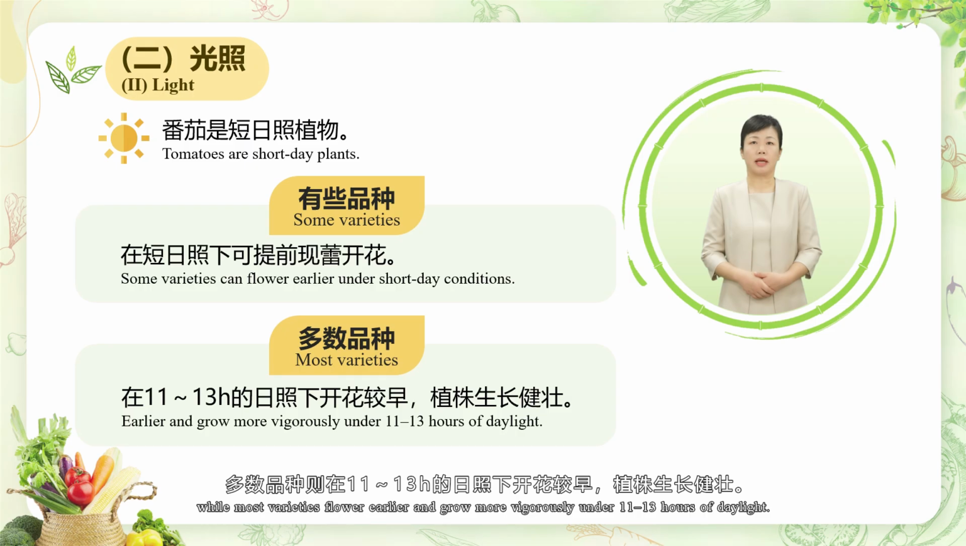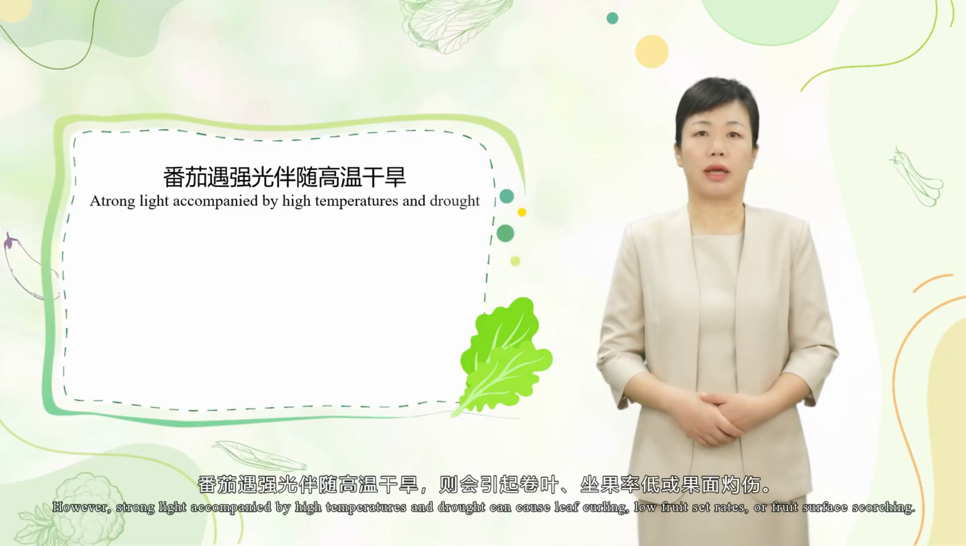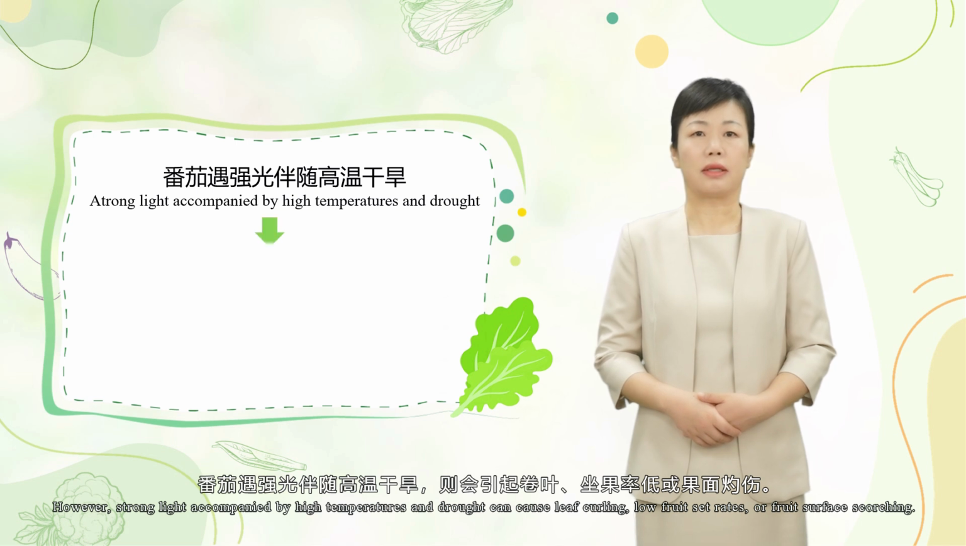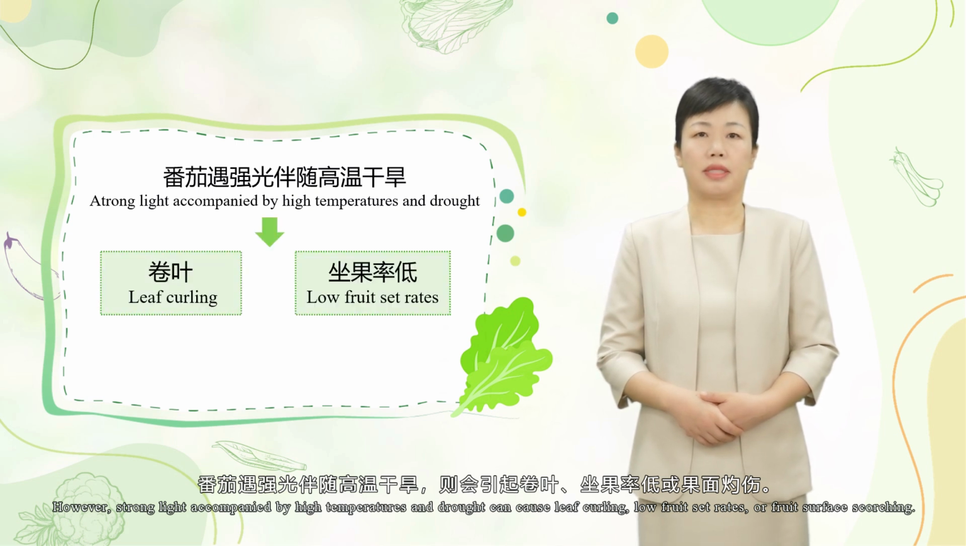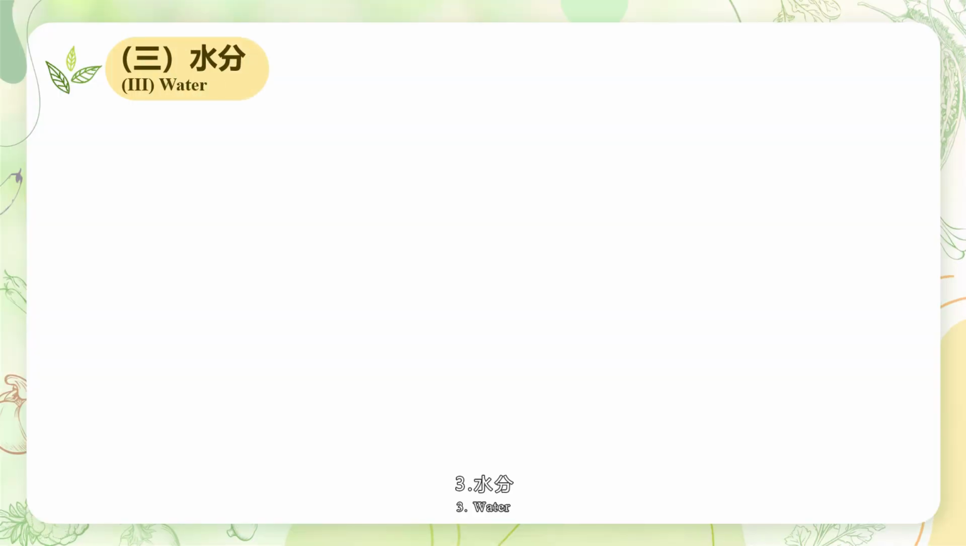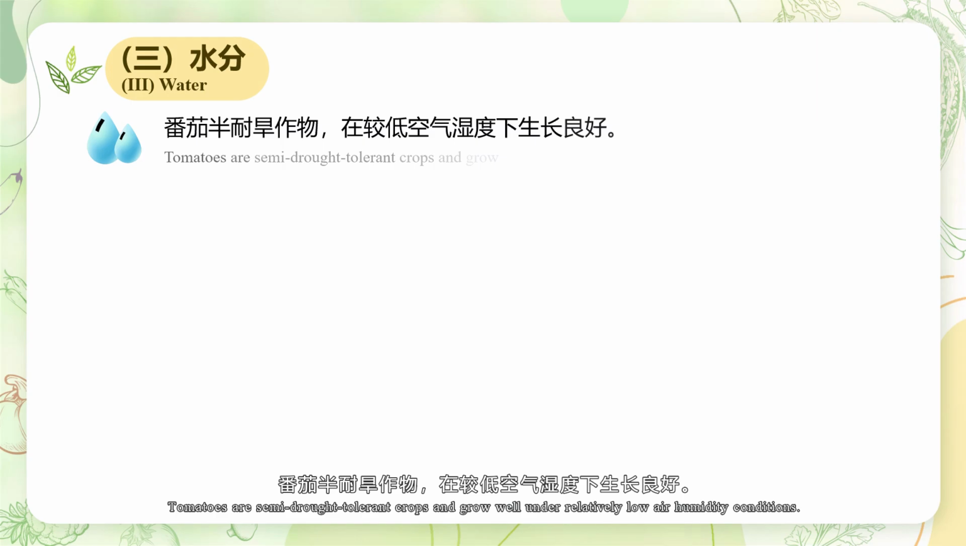13 hours of daylight. However, strong light accompanied by high temperatures and drought can cause leaf curling, low fruit set rates, or fruit surface scorching. 3. Water. Tomatoes are semi-drought tolerant crops and grow well under relatively low air humidity conditions.